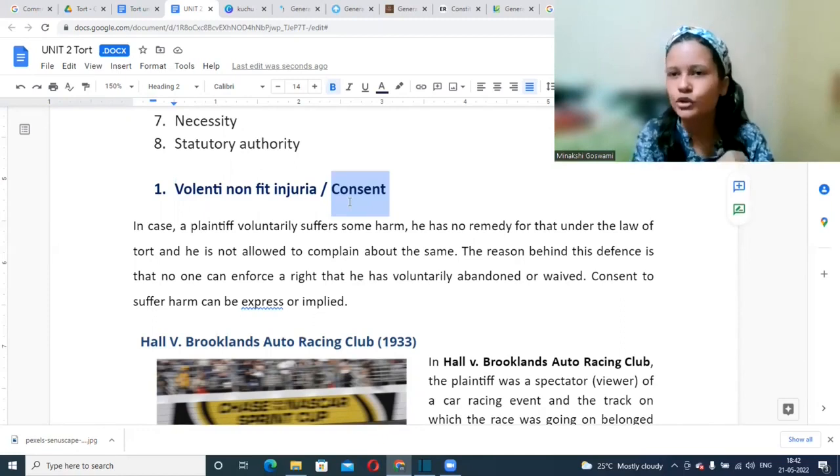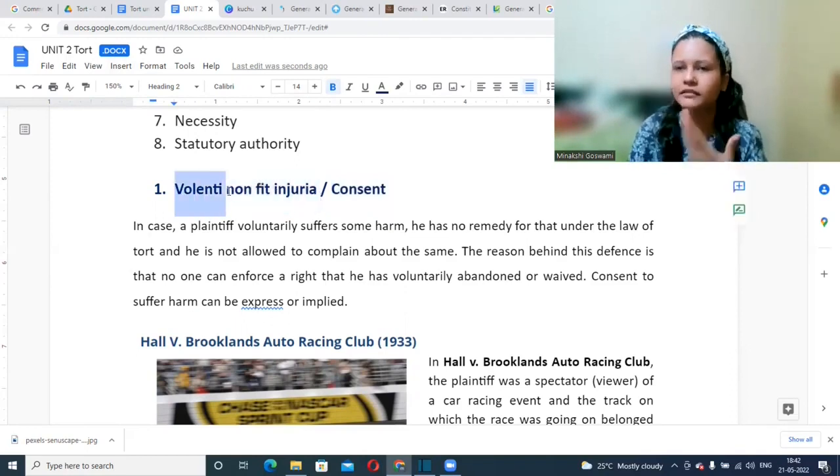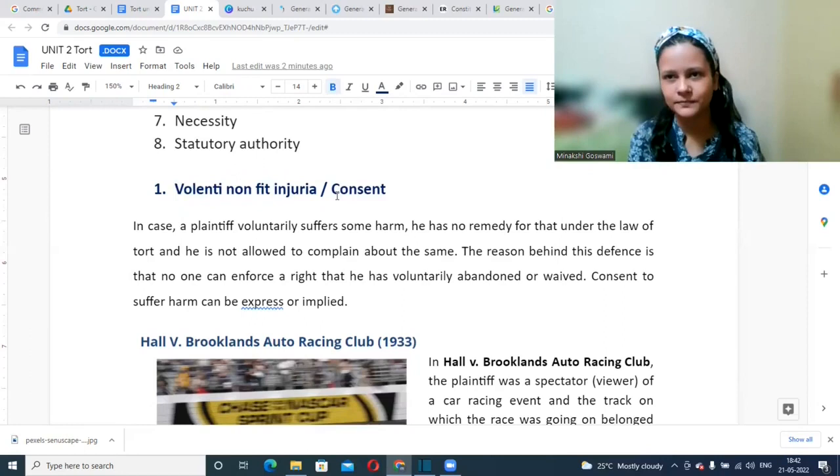such a case, you should not be going to the court and claiming for compensation. Same as voluntary non-fit injuria. Consent as in voluntarily you have agreed, right? There was no force on you, you only agreed. So voluntarily, if you are exposing yourself to some risk, that is not a fit case to claim damages. Okay, voluntary non-fit injuria. If you have voluntarily exposed yourself to some risk, you cannot later on complain about it.